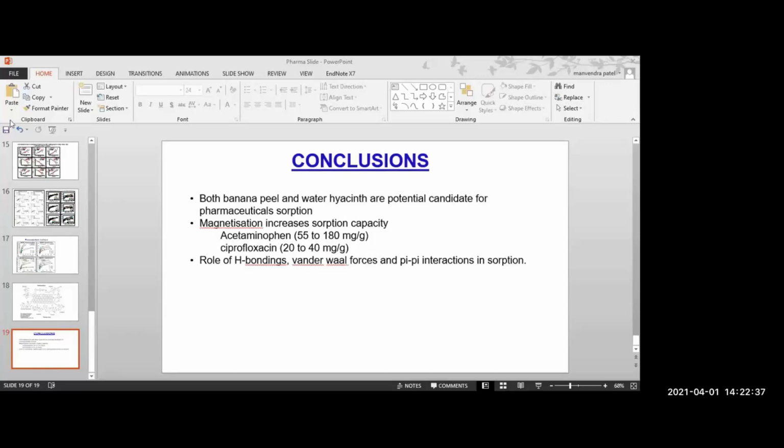We used the BET method and we used nitrogen for that, with adsorption-desorption isotherms.